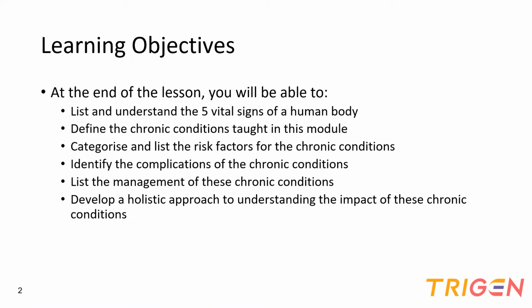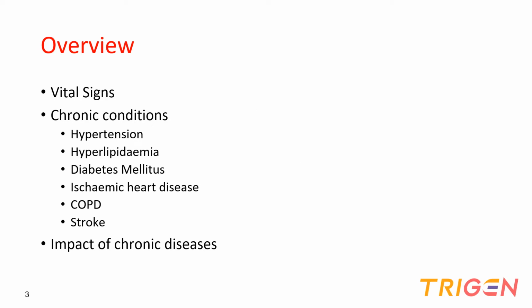These are the learning objectives for today. At the end of the lesson, you will be able to list and understand the 5 vital signs of the human body, define the chronic conditions taught in the module, categorize and list the risk factors for the chronic conditions, identify the complications of the chronic conditions, list the management of these chronic conditions, develop a holistic approach to understanding the impact of these chronic conditions. These are the topics you'll be going through today.